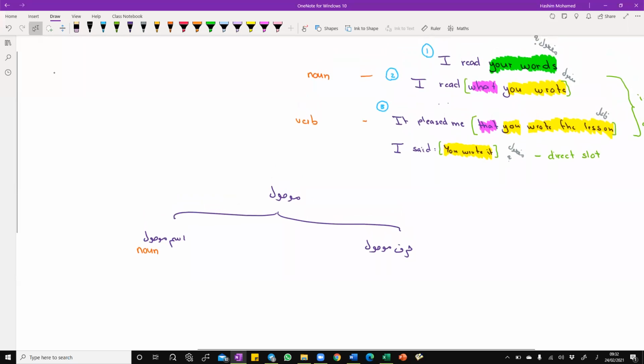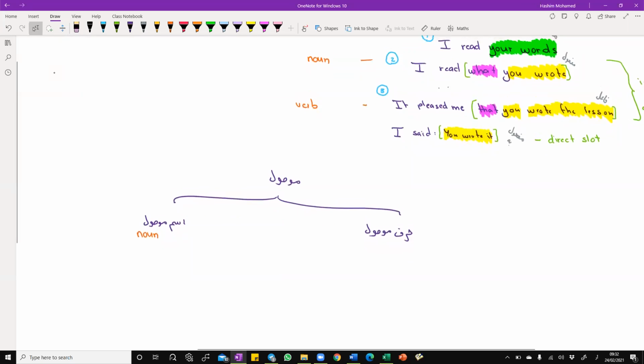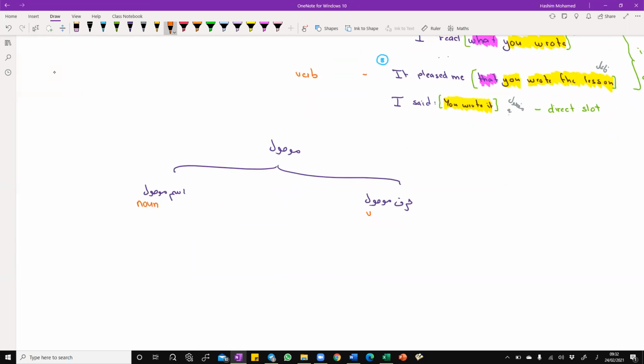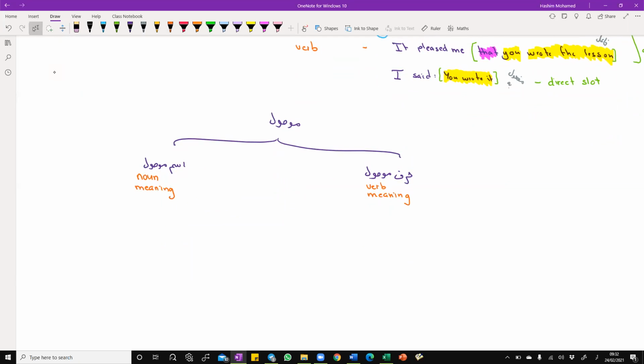And harf mawsool extracts which meaning? Verb. The verb meaning. So it extracts the verb meaning from that thing after it. Okay. So far, so good. Anybody following? Yeah.